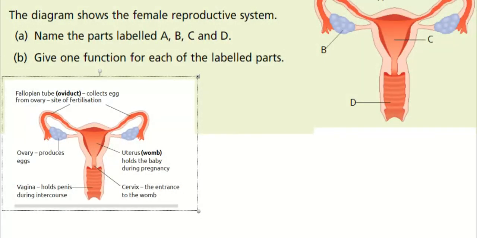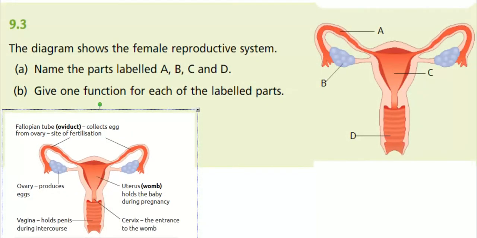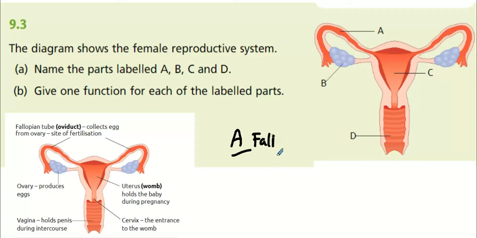Okay guys, next question we're on is 9.3. Label the parts A, B, C and D. A we can see here is the fallopian tube. It collects the egg from the ovary and then transfers it down towards the uterus. Then part B, which I believe will be the ovaries, the place that produces the eggs. And C we have is the uterus or the womb.